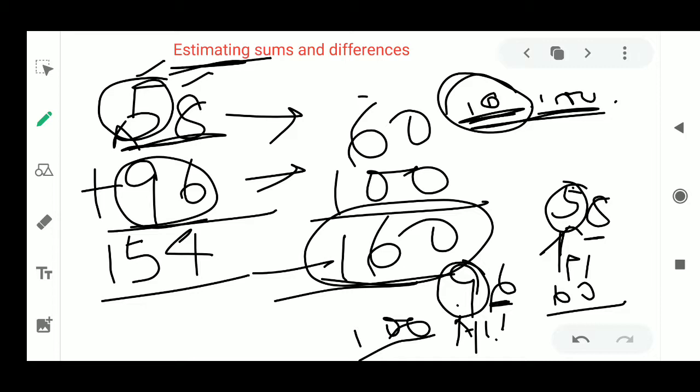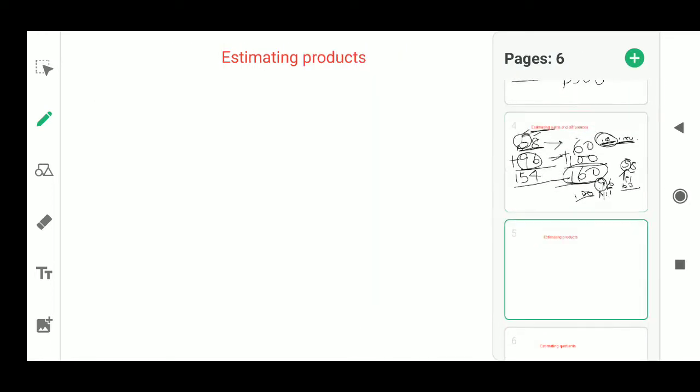Similarly you can do it with bigger numbers. You only have to check whether it is given to the nearest 100, 1000 or 10,000, whatever number is given. You can do the same for the difference and the sum. Next is estimating the product. There is also not much problem, you can do it easily.